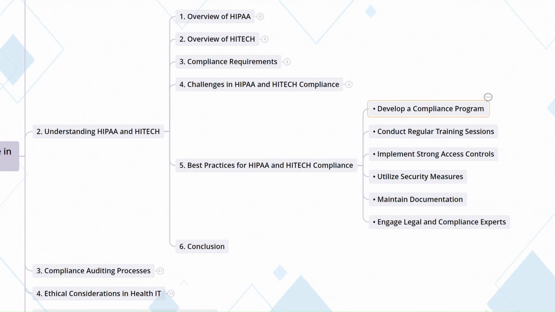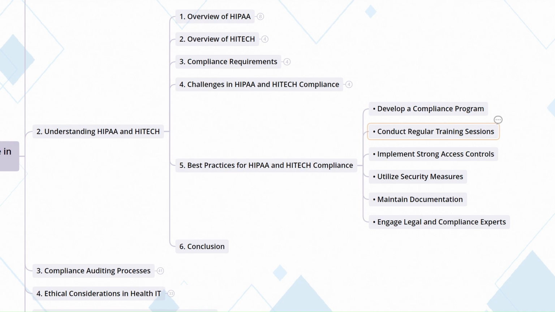Firstly, developing a compliance program. Establishing a comprehensive compliance program that includes regular training, risk management, and audits can help organizations remain accountable and proactive in meeting regulatory requirements. This program should include roles and responsibilities for compliance and a clear process for monitoring adherence.